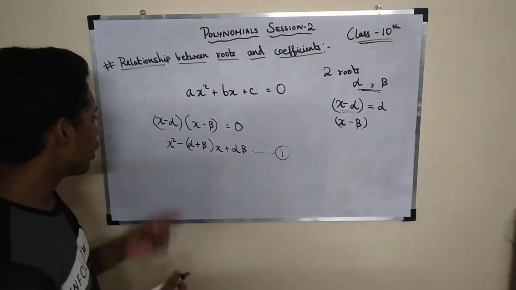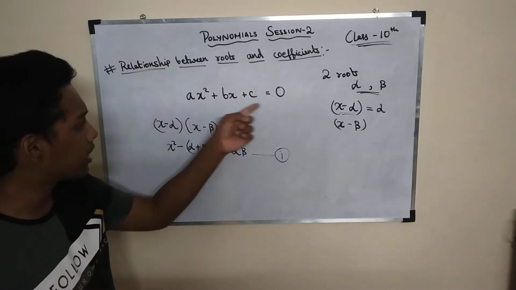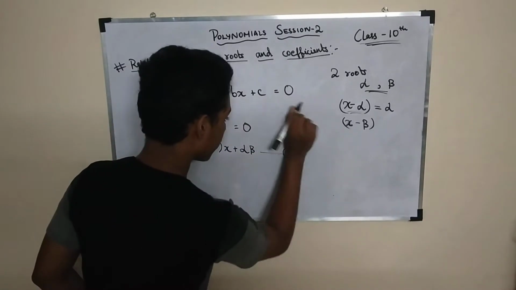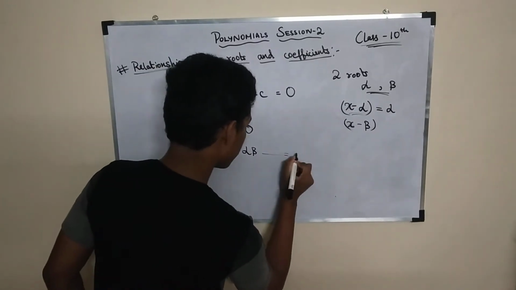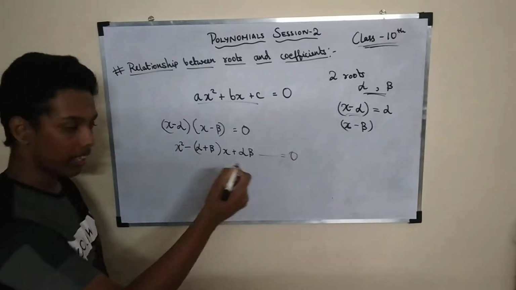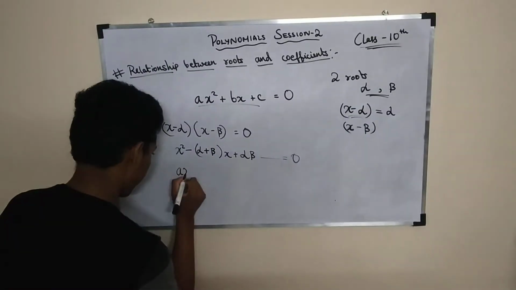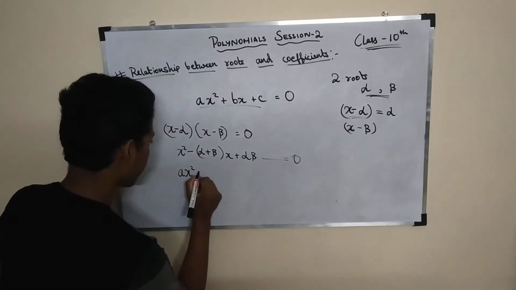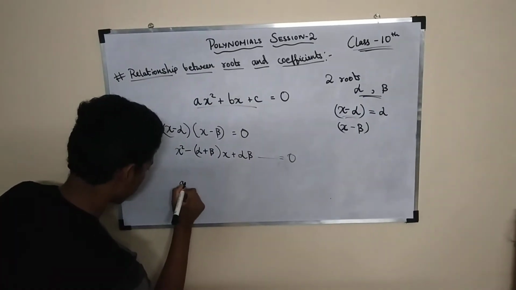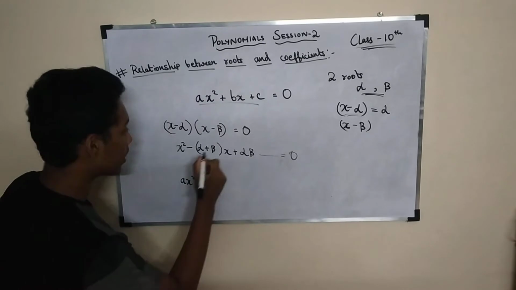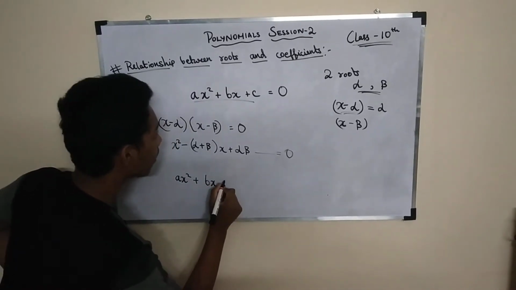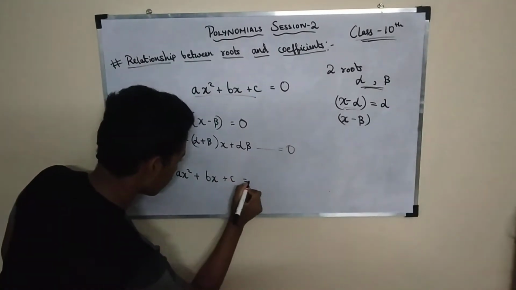Now if you compare this with the first equation, because this is also equal to 0, and even this is also equal to 0, can we say these both are equal? Yes. So ax square plus bx plus c also will give you 0.